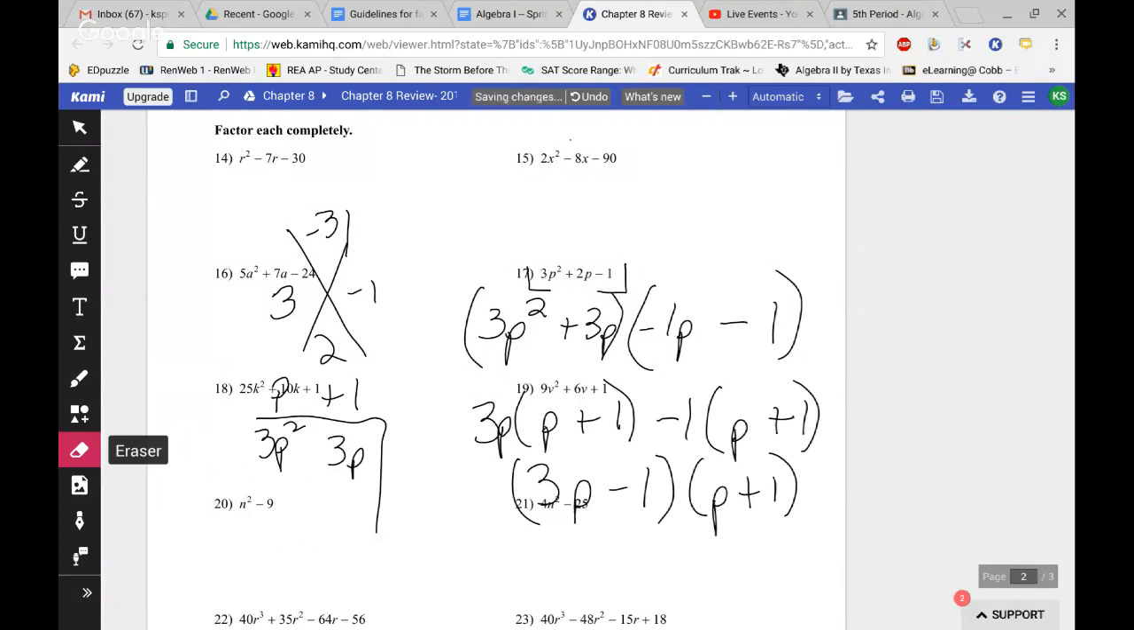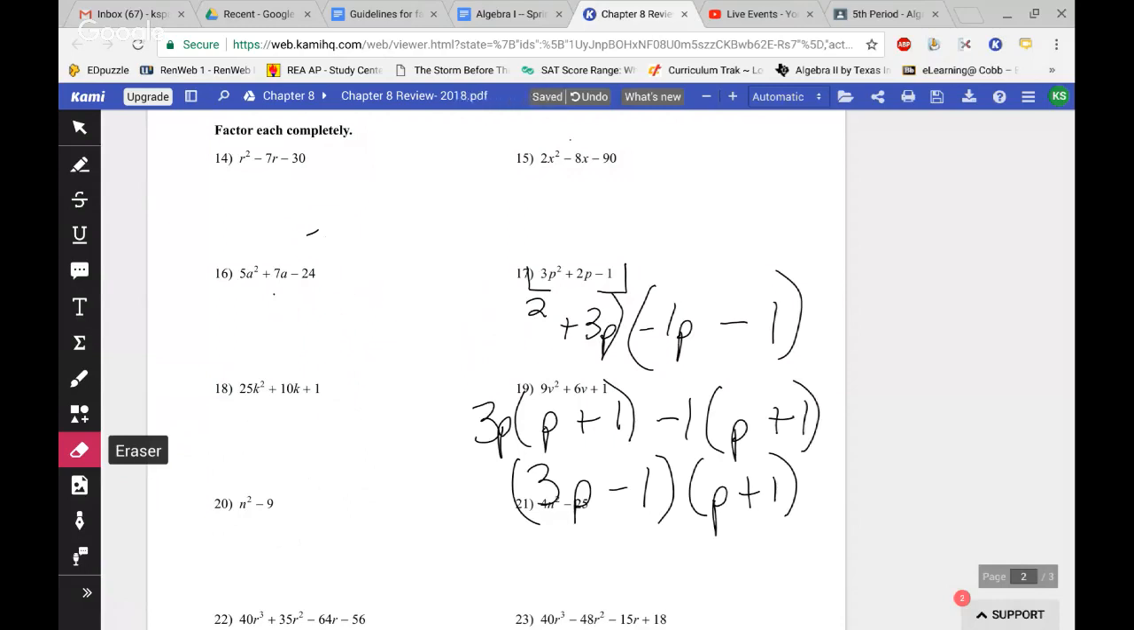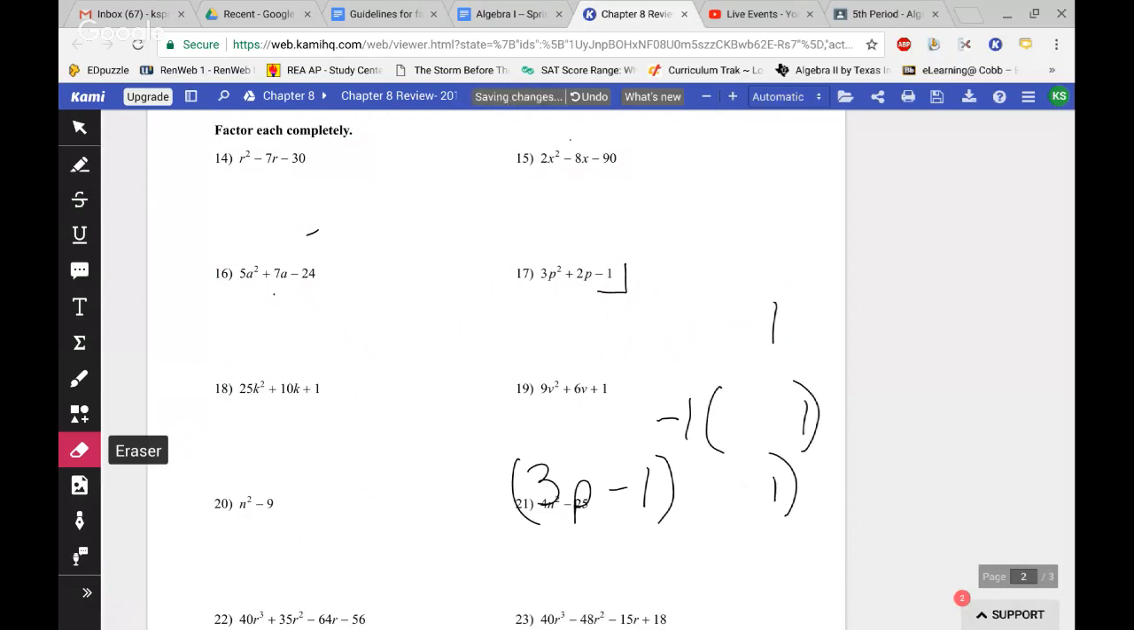Had y'all done that one? Was that one easier because the numbers were a little smaller? Yeah. Okay, cool. That was 17, right? Yes. Okay. Take a look at number 18. And this is kind of when we're talking about our guidelines.